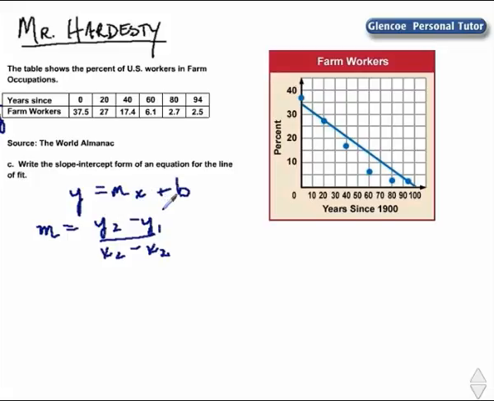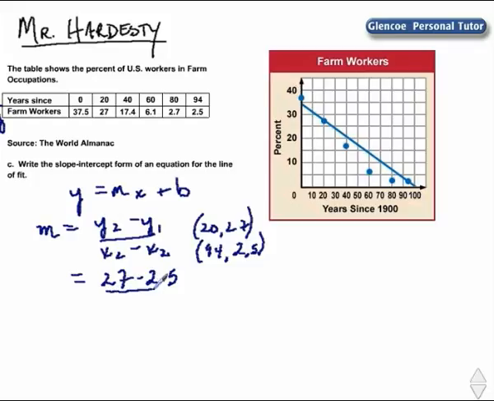We're going to use 2 points that have come out nicely when we drew this line, or actually the second line that was sketched with this example. And those ordered pairs are 20, 27 and 94, 2.5. So we'll use those as our ordered pairs and plug those into the slope formula. The difference of the y's will be 27 minus 2.5, and we'll subtract the x's in the same order. That's 20 minus 94.